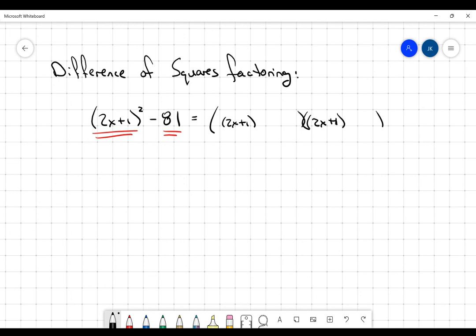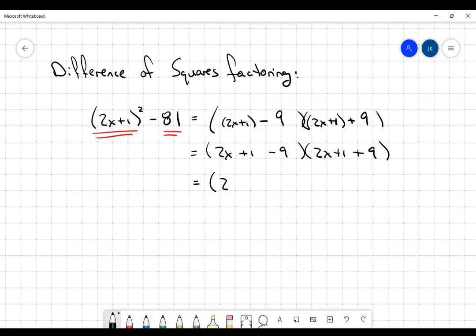Because remember, when I'm dealing with a difference of squares, I'm going to create binomial conjugates. So in this first one, I'm going to have subtraction. Over here, I'm going to have addition. And then we take the square root of 81, which is going to be 9. Now I would drop the parentheses here, and I would get 2x plus 1 minus 9, 2x plus 1 plus 9. I can drop the parentheses just as easily because there's no coefficient in front that needs to be multiplied through.